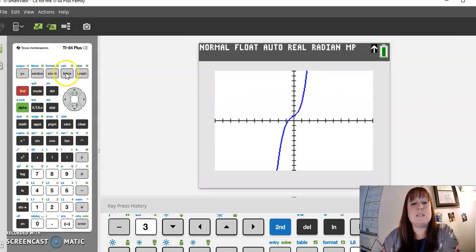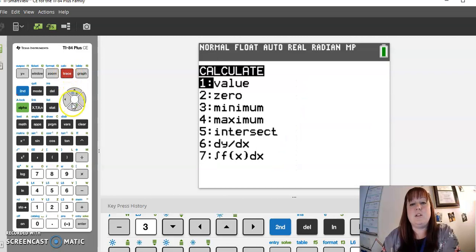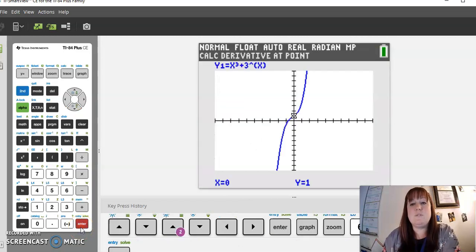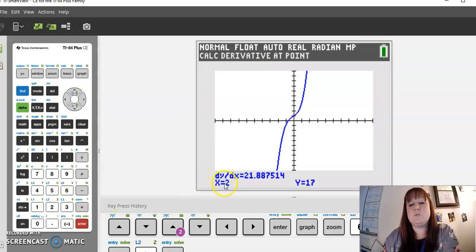I'm going to go to second calc. And look, now you know what that means. You guys have probably seen that all this time and never even knew what it means. So we go to the derivative, and then it asks where do you want to calculate the derivative, and you can just type a number in and push enter, and it'll tell you the derivative when x equals 2 is 21.887.